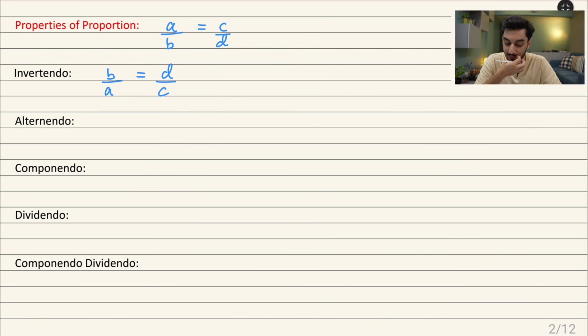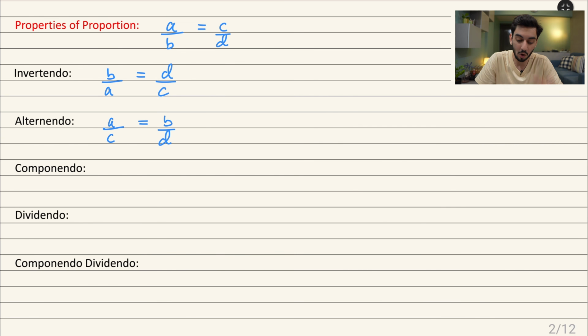Okay, now the next one is alternando. Alternando basically says that swap the positions of B and C, like that C can come to the denominator and that B can go to the numerator. Okay, so alternando is A upon C is equal to B upon D. Now these are very obvious, like normal. Even if you don't know the names, you can obviously do it, and you already have done it many times. The important thing is componendo.